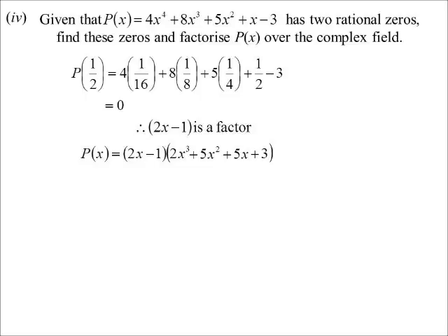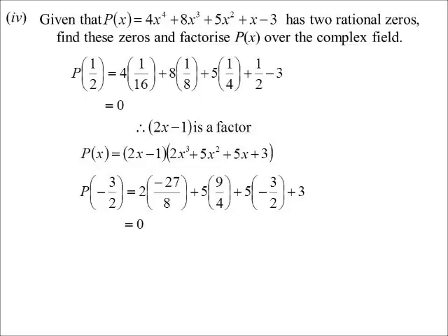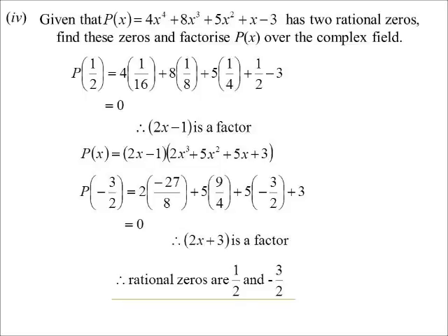All right, I'm looking for a factor. So I'm going to look for numbers like 3 on 2, minus 3 on 2. Of course, a half might be a double root for all we know, so we should also check those as well. Let's see, what did we get? Minus 3 on 2 turns out to work for this one. Okay, so I now know 2x plus 3 is a factor. So the rational zeros, I know those now. They're a half and minus 3 on 2.